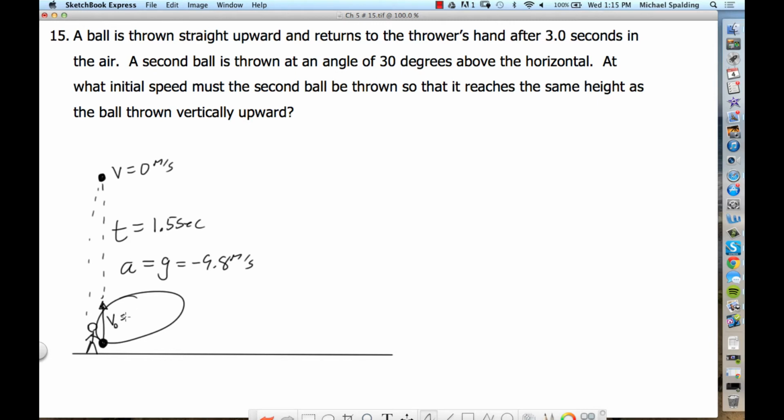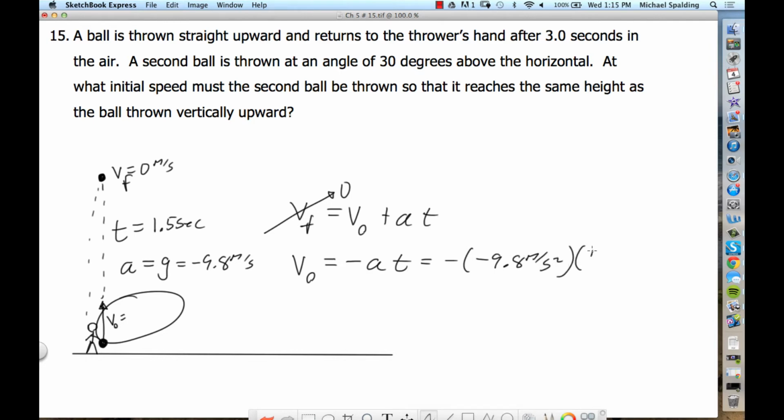Okay. All right. So how do you find V initial here? So we're going to go V final equals V initial plus AT. V final is going to be the very top. V final is 0. So V initial, when you do the algebra, is negative AT, which will be negative times negative 9.8. So the negatives will cancel. And then the time up is 1.5 seconds. So this initial velocity comes out as 14.7 meter per second.